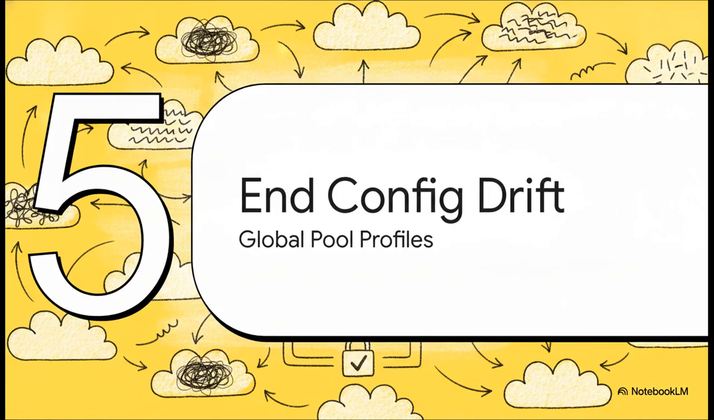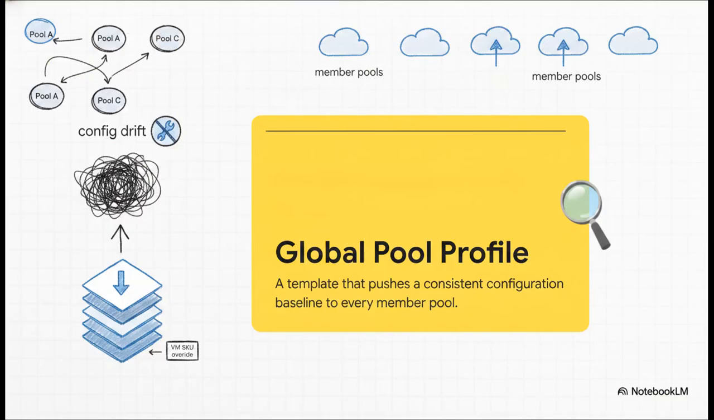Next up on the agenda, ending configuration drift with global pool profiles. Because, let's be honest, once you finally solve user routing, the very next major IT headache you're going to face in a multi-pool environment is keeping all those pools perfectly consistent. Configuration drift happens so easily. You update autoscale settings on one pool, but someone gets distracted and completely forgets to update another one during a rush deployment. Over time, your environment just devolves into utter chaos.